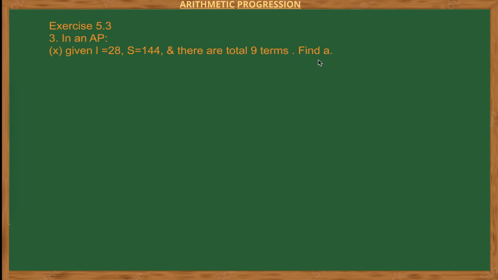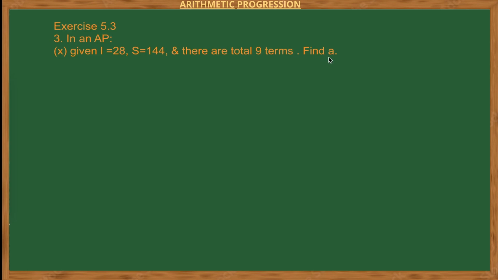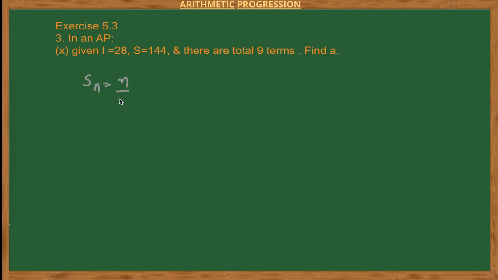Here we need to find the value of A. Here L is given. The last term is given and its sum is given as 144, and there are a total of 9 terms. So N is also given here. Find A. It's quite straightforward. We have the formula Sn is equal to N by 2 into A plus L. Sn is given as 144, N is given as 9 divided by 2, and A is the one which we need to find. A plus L is given as 28.